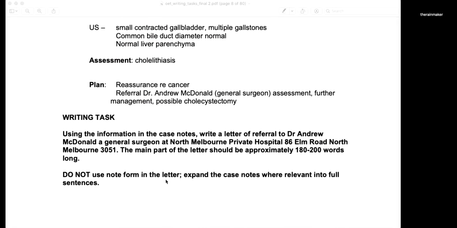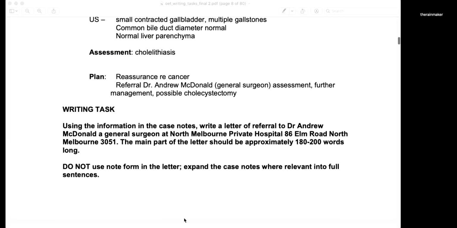Look at that. Reassurance was the plan. Reassurance about cancer. Referral to Dr. Andrew McDonald. Further management, possible cholecystectomy. Look at this and read it. Using the information in the case note, write a letter of referral to Dr. Andrew McDonald, a general surgeon at North Melbourne Private Hospital. The main part of the letter should be approximately 180 to 200 words. So who is writing the letter? You. Who are you writing the letter to? Dr. Andrew McDonald.